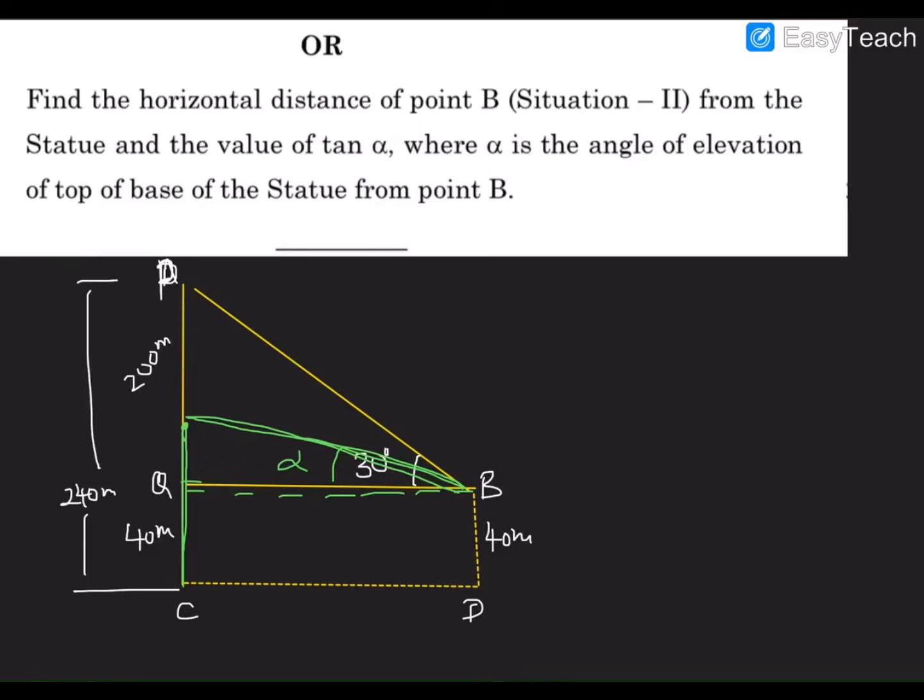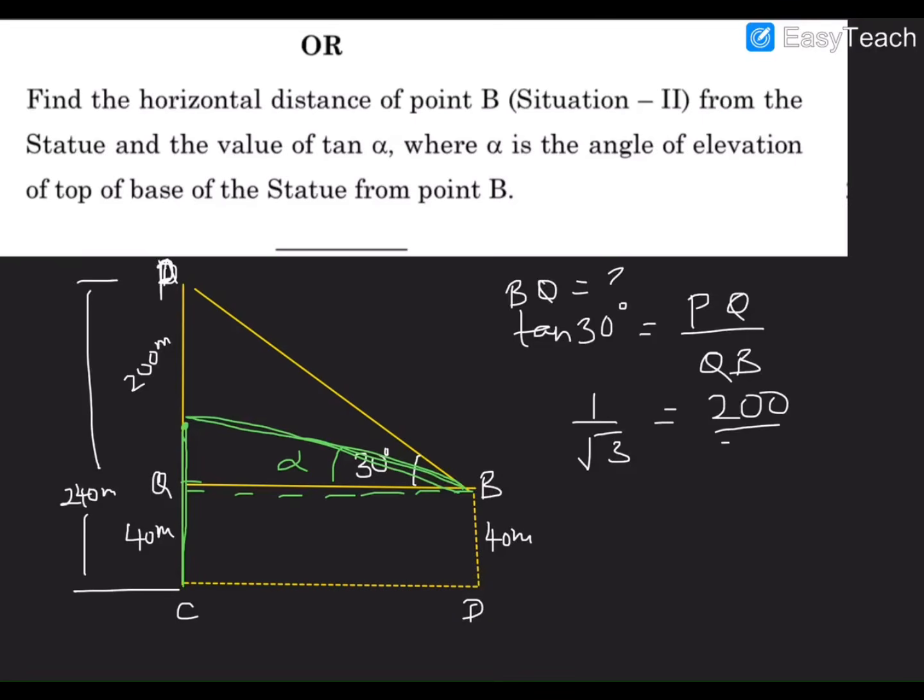Starting with the first part, we need to find QB, BQ, which is the horizontal distance. So tan 30 degrees is equal to PQ by QB. Tan 30 is 1 by root 3. PQ is 200 by QB. So QB comes out to be 200 root 3.